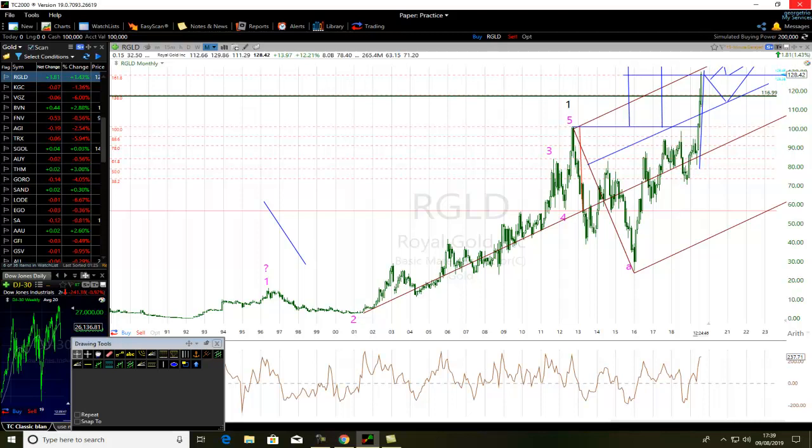The financial instrument that we are analyzing today is Royal Gold Incorporation, ticker RGLD, belonging to the basic materials sector, gold.